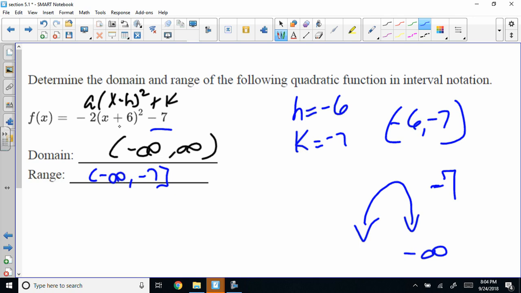How do I get a positive 6 if this is x minus h squared? Only if the h is negative 6. So when you pull it out, you flip the sign. It's what they call standard form, but it's really vertex. We all know it by vertex, but they're going to refer to it as standard. And then general is normally what we'd call standard, which is ax squared plus bx plus c, but they call it general.